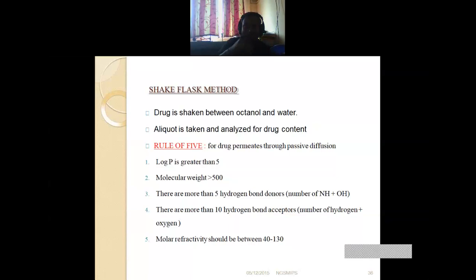So in passive diffusion, we do not require any external force to permeate the drug into the systemic circulation. Passive diffusion means that when the drug content outside the cell is higher, it will pass easily to the lower concentration, that means into the cell. It will enter the cell by crossing the lipid membrane. Okay, so this is the rule of 5.